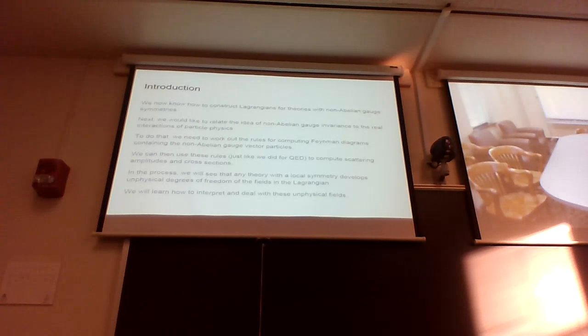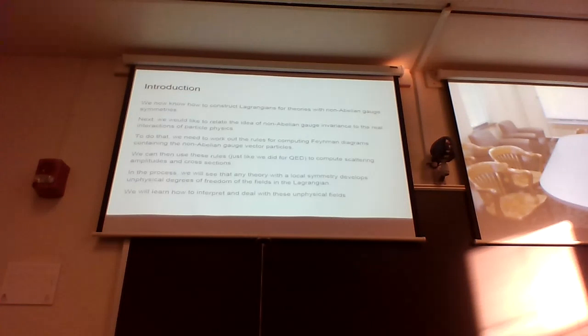Okay. So last time we learned how to construct theories with non-abelian gauge symmetries. We took a top-down approach: we imposed the symmetry and worked our way down to tell us what the Lagrangian would look like and the types of interactions. What I want to do now is take that idea of non-abelian gauge invariants and the Lagrangian we've written down, and try to extract real interactions. In other words, extract the Feynman rules for a non-abelian gauge theory.